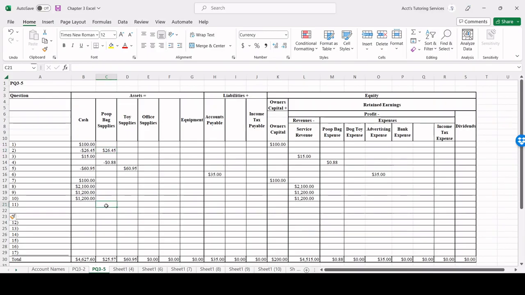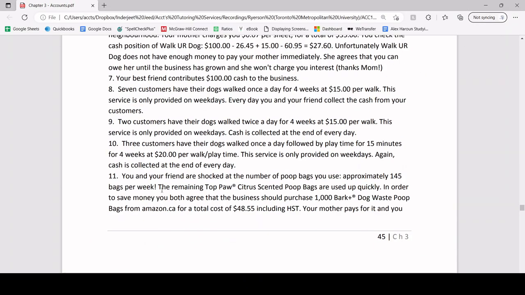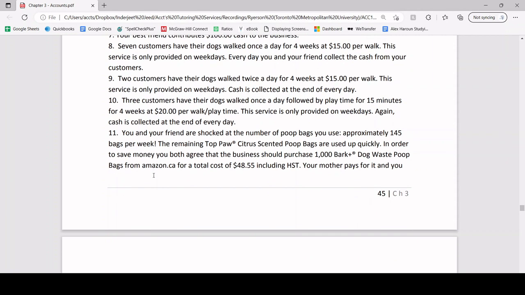So we're going to do it over here. I'm just going to take the sum of this plus the negative 0.88 to get the difference of 25.57 negative. And remember, the poop bag expense is going to increase by the same amount. So that's going to be a positive number, 25.57. So we dealt with the first part of that transaction.